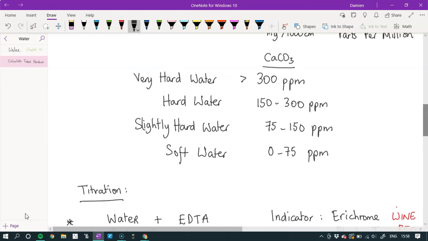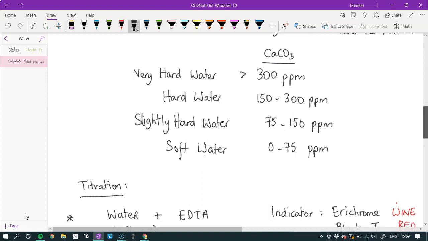So here's the basic idea of your range of values. If you have over 300 parts per million CaCO3, that means you have very hard water. In other words, you've got a large amount of calcium ions. This does not take into account magnesium ions, but just calcium ions. If you're between 150 to 300 parts per million, it's hard water. 75 to 150, slightly hard water. And then if you're below 75 parts per million, that's classed as soft water.